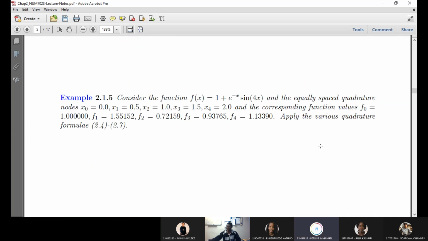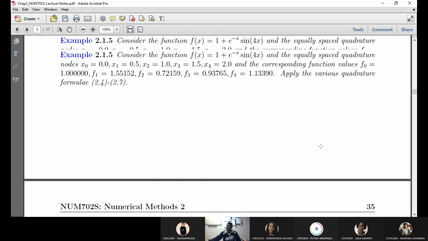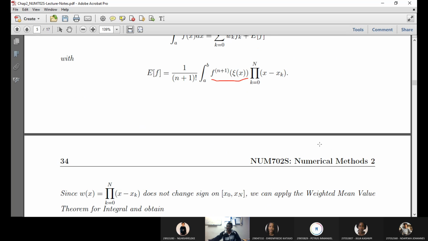All right, now let us apply the theorem, this theorem.